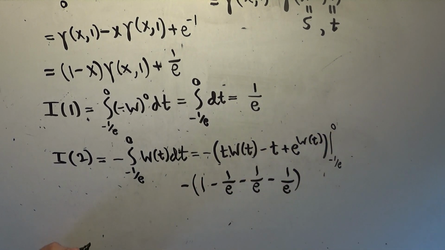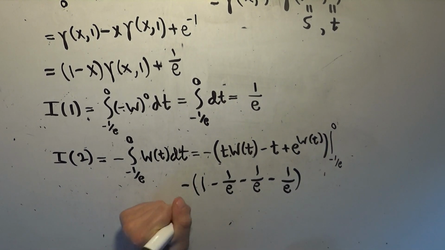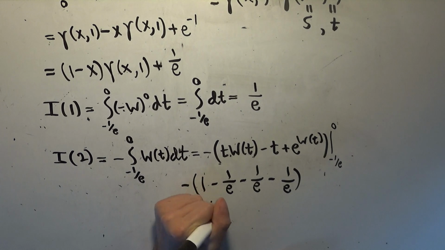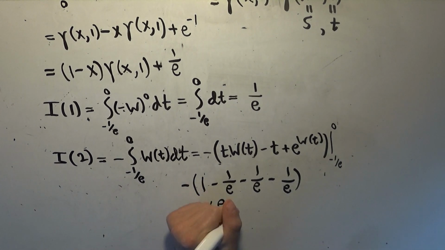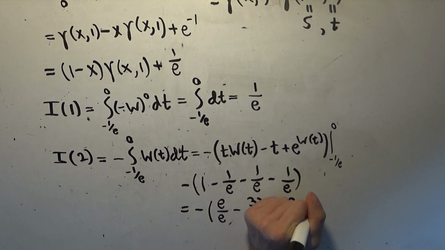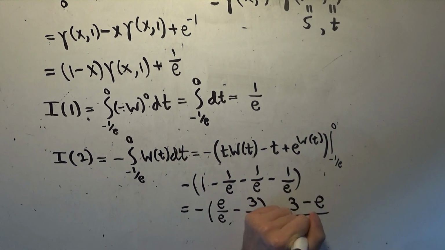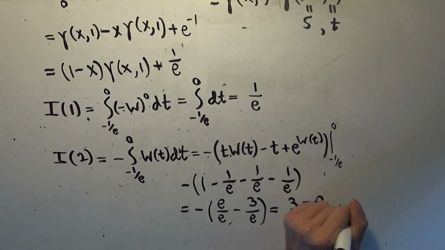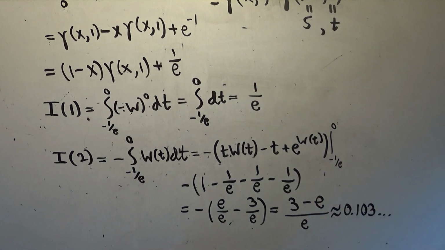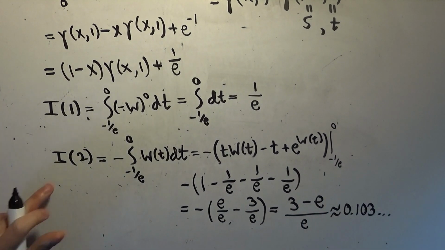That's fun. And so what we end up with is, can we even see this anymore? Yes, negative e over e, because that's 1, right? Minus 3 over e. So in the end, we get 3 minus e over e, which, if I'm not mistaken, is about 0.103. So that's what you get if you do I of 2.